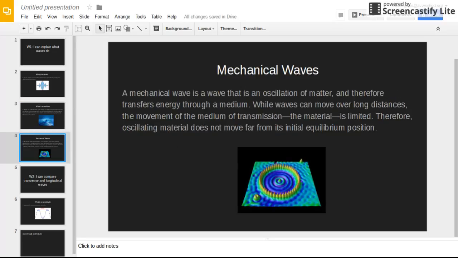Mechanical waves. A mechanical wave is a wave that is an oscillation of matter and therefore transfers energy through a medium like any other wave. While waves can move over long distances, the movement of the medium of transmission, the material, is limited. Therefore, oscillating material does not move far from its initial equilibrium position.